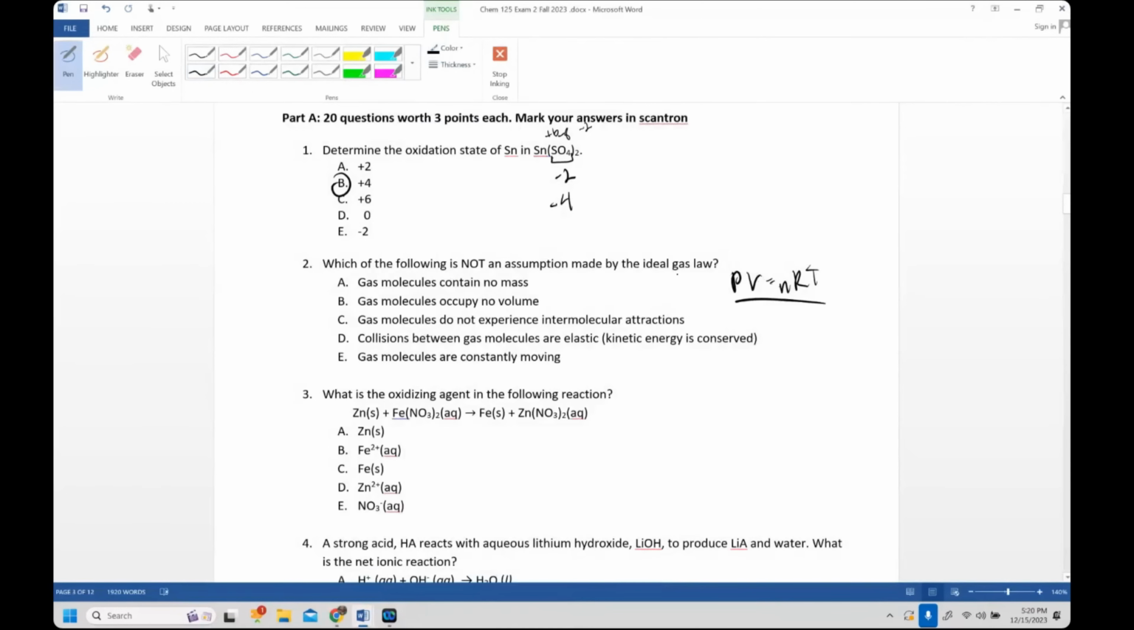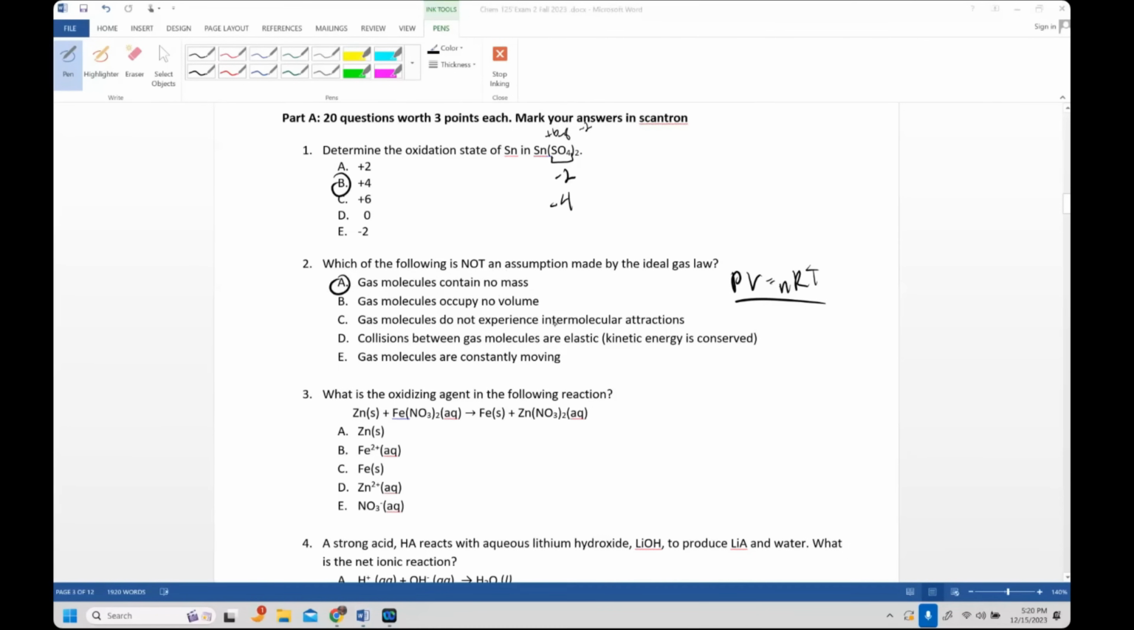All right. So PV equals nRT. So gas molecules contain no mass. We know that they contain mass because oxygen gas is heavier than hydrogen gas. So that's not an assumption made by the ideal gas law. Gases occupy no volume. We assume that the molecule's volume is negligible compared to the size between it. That's something that's in the notes a lot. So that's an assumption. Also, we have gas molecules do not experience intermolecular forces.